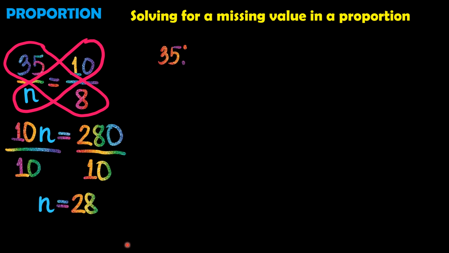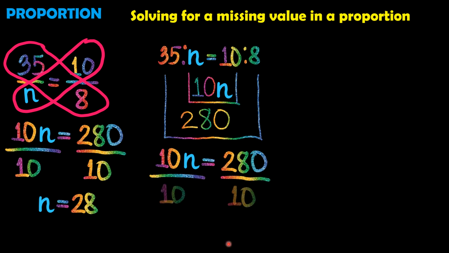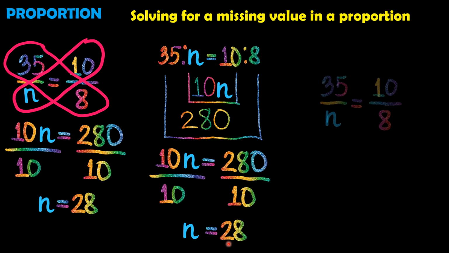Now, if the given is in column form, that would be 35 is to n equals 10 is to 8. We simply get the products of the means and the products of the extremes. So 10n and 280 equate, just like how we solved in the previous solution, dividing both sides by 10, our n is 28.